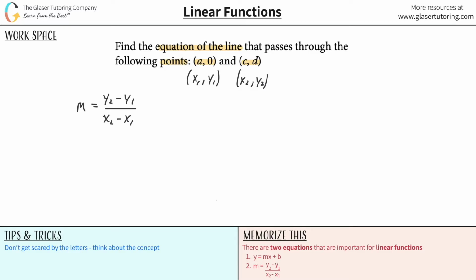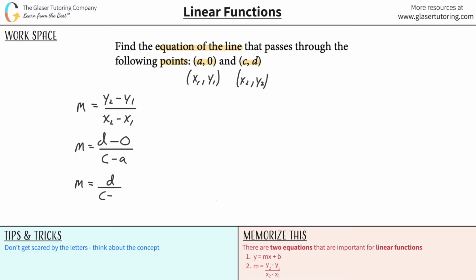Now what I want you to do is realize how we define the values. So y2 is going to be d. Okay, fine, plug in d. y1 I defined as 0. Okay, great. x2 was c, and x1 is going to be a. So we just plug it in like that. Let's clean it up slightly. All right, so we're simply going to have d over c minus a.